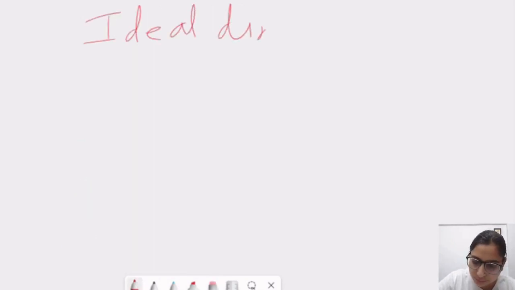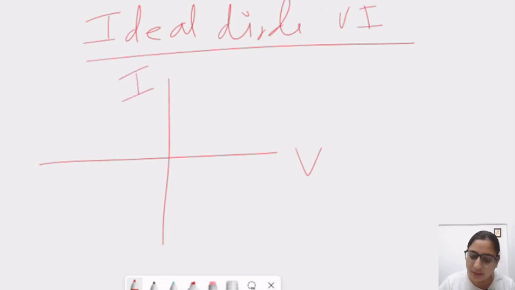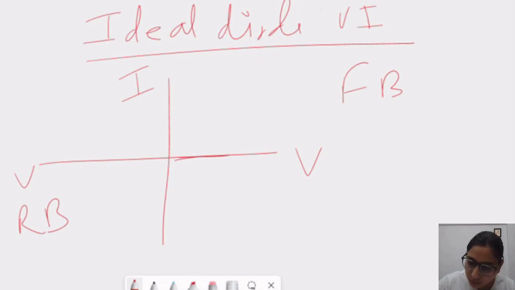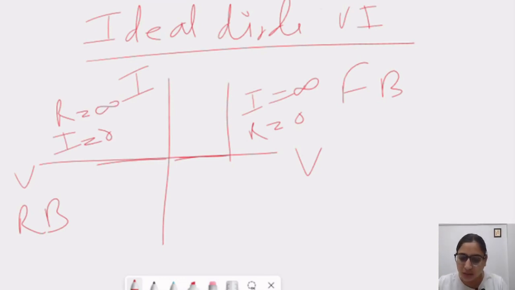Ideal diode VI characteristics. On the horizontal axis, voltage is there, and on the vertical axis, current is there. Similarly, this side is for reverse bias and this side is for forward bias. Now what is happening here? We know that resistance is 0, so the current will be infinite; we consider R equal to 0. In reverse bias, I equals 0 and R equals infinite. So, this is the condition of open circuit and this is the condition of short circuit.